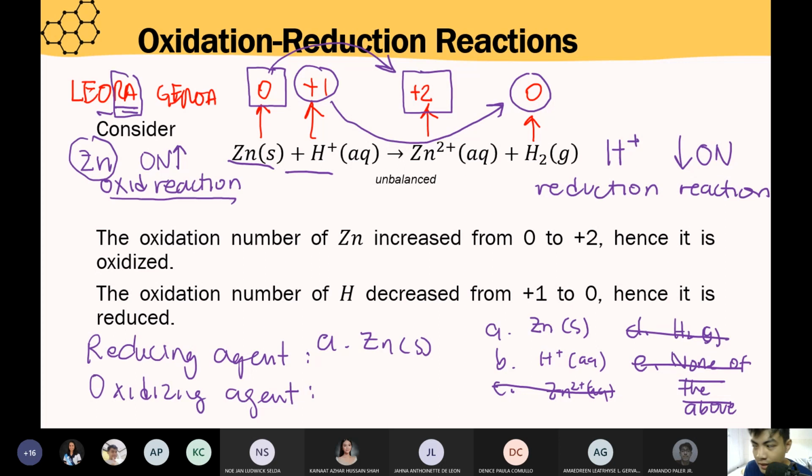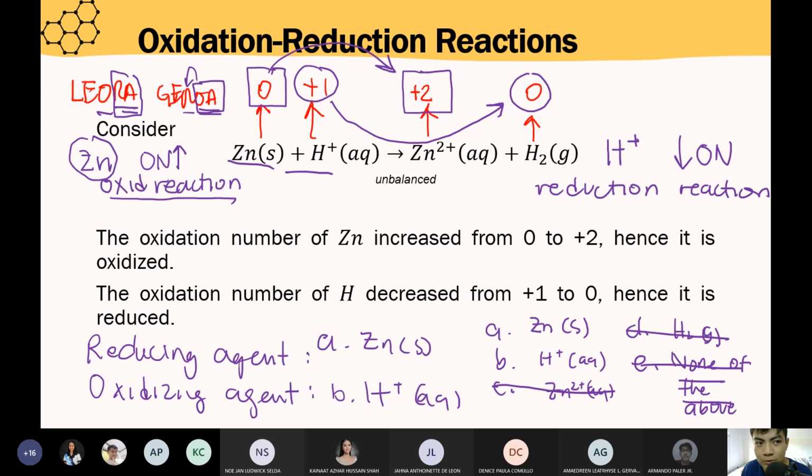Next one, oxidizing agent. Sabi dito, GER, gaining electron, reduction, oxidizing agent. Okay, oxidizing agent. Kung sino nag-undergo ng reduction, siya yung oxidizing agent. Sino ba? Edi yung H+. Edi you choose letter B, H+. So, ganun sa quiz ha. Ganun sa quiz, ganyan gagawin nyo.